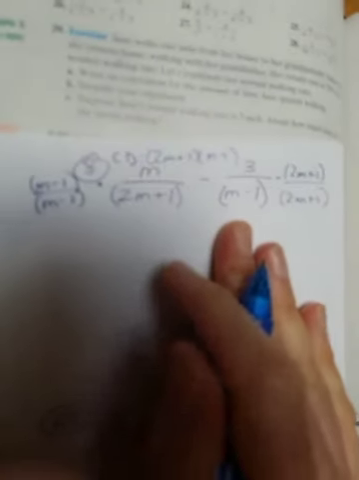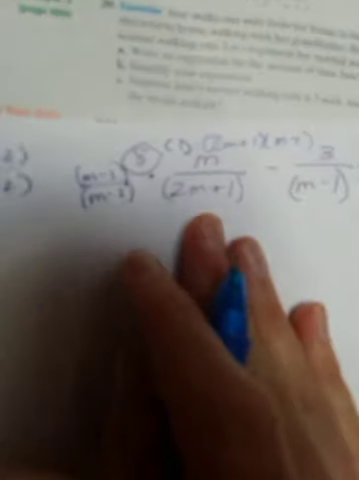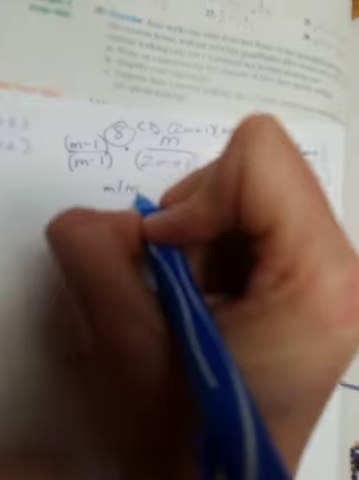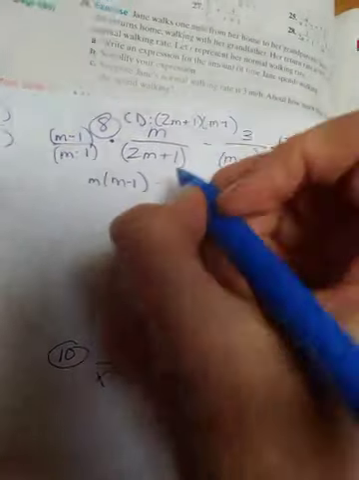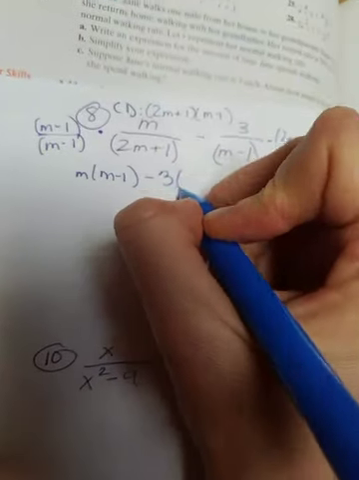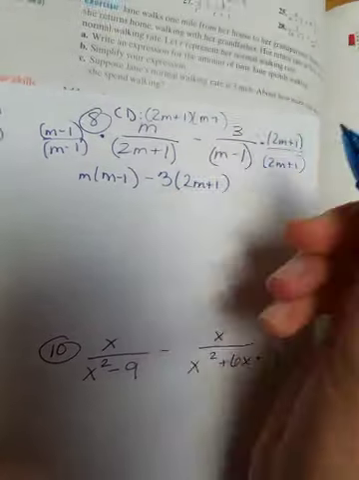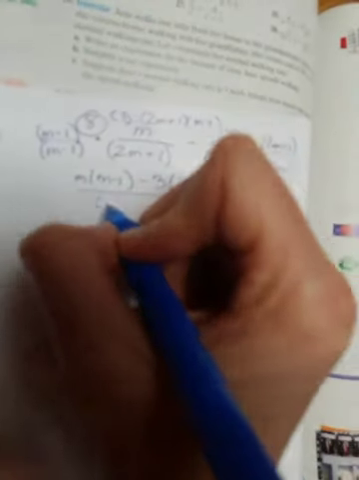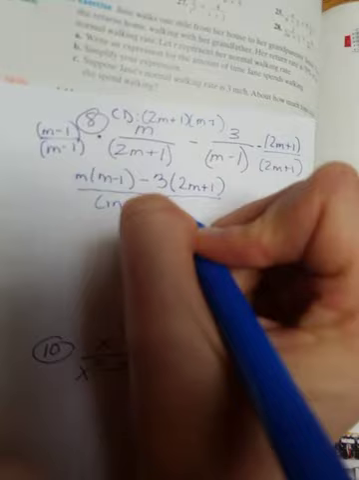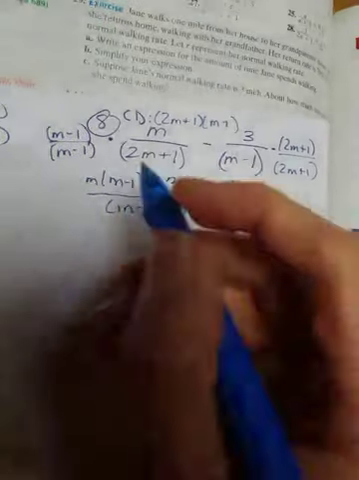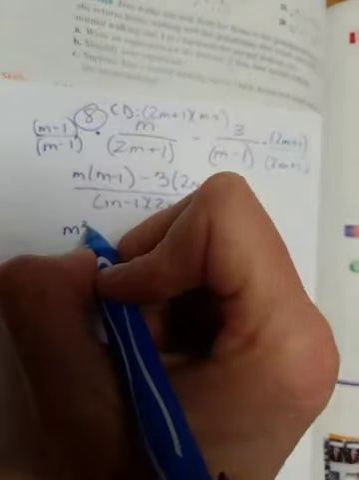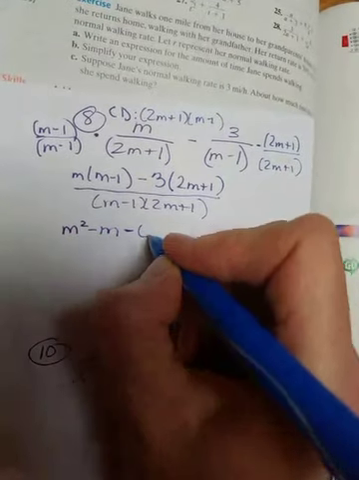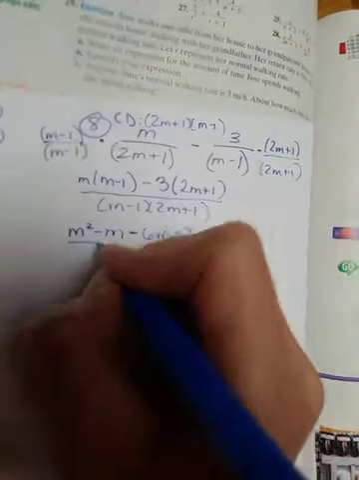So my first numerator is going to be m times the quantity of m minus 1. Notice you're subtracting, so I'm going to write minus 3 times the quantity of 2m plus 1, all over my new denominator of m minus 1 times quantity 2m plus 1. Now let's distribute. I'm going to get m squared minus m. Now I'll distribute in the negative 3. Minus 6m minus 3. All over.